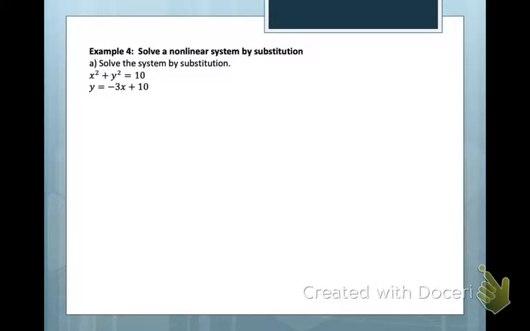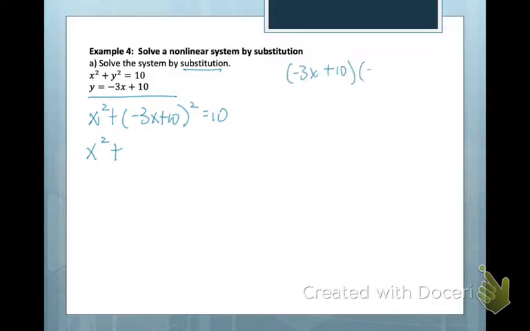So let's solve this system by substitution. We're going to take what y equals from the second equation and plug it into our first equation. So we get x squared plus the quantity negative 3x plus 10, squared, equals 10. Now, over to the right, I am going to square negative 3x plus 10, so I'm going to FOIL that.